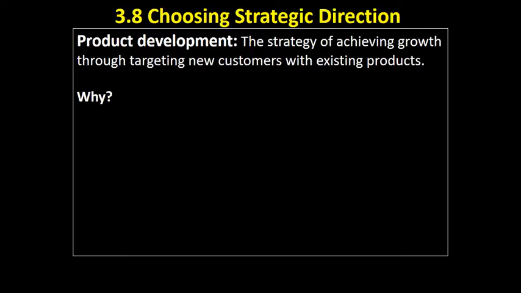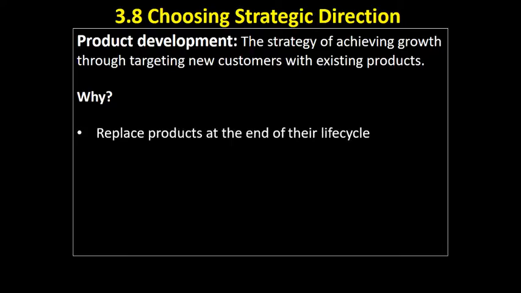In terms of the why, well, we perhaps need to replace products at the end of their life cycle. All businesses have products in a life cycle. A business that is heavily weighted with its product portfolio in the maturity or decline phase, that could be worrying for the long-term health of the business. We're going to need to develop new products and get new products coming through to ensure that we've got revenues coming through in the future.